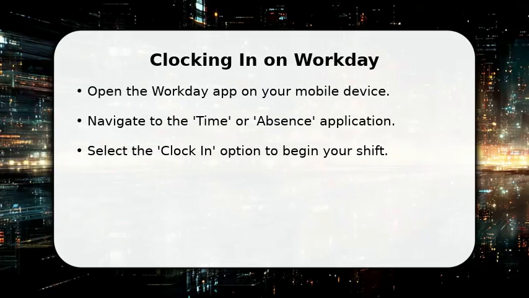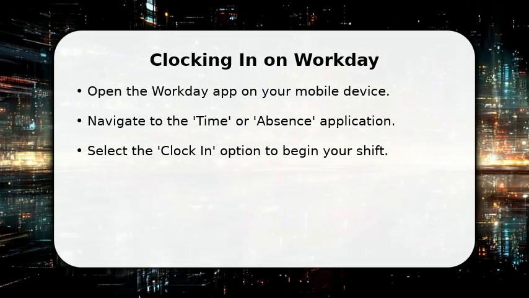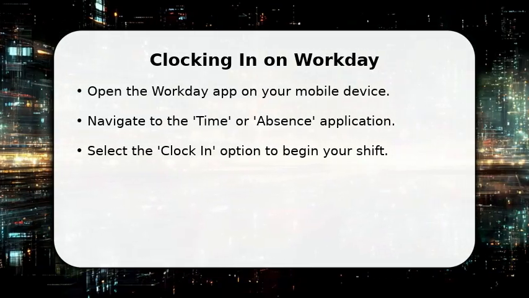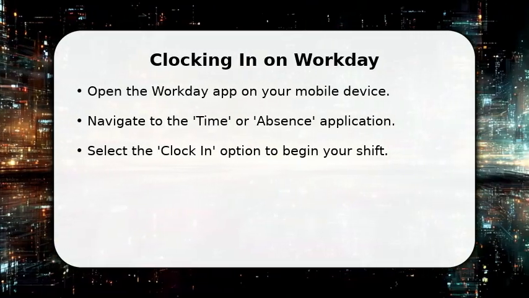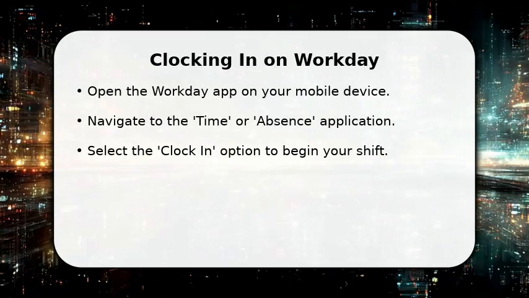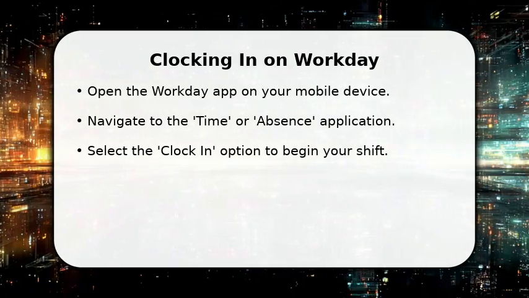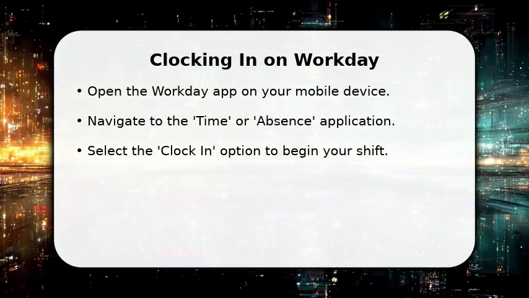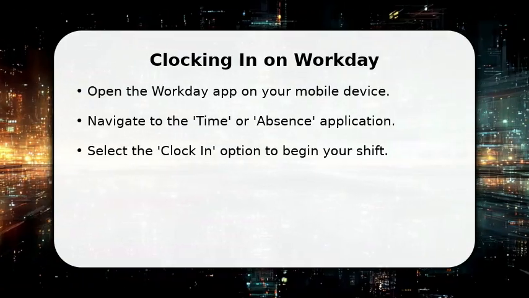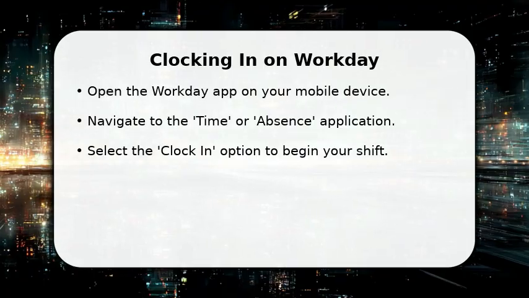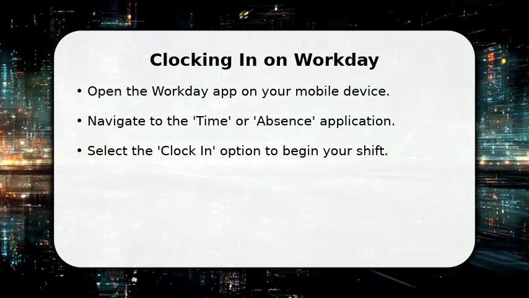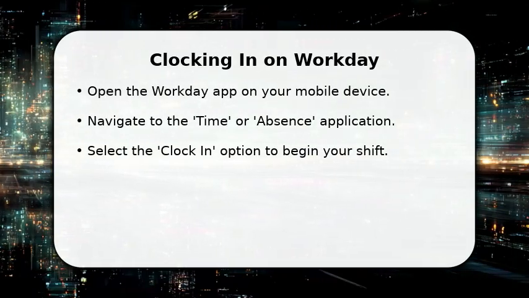In this video, I will show you how to clock in on the Workday app. First, open the Workday application on your mobile device. Once it's loaded, locate and tap on the time or absence application icon. This will take you to the time tracking section. From there, simply select the clock in option to officially start your workday. It's a straightforward process designed for efficiency, taking less than 30 seconds.